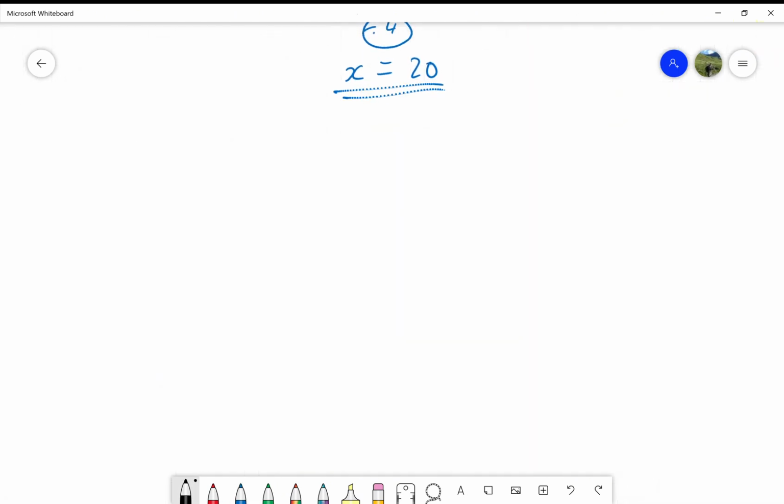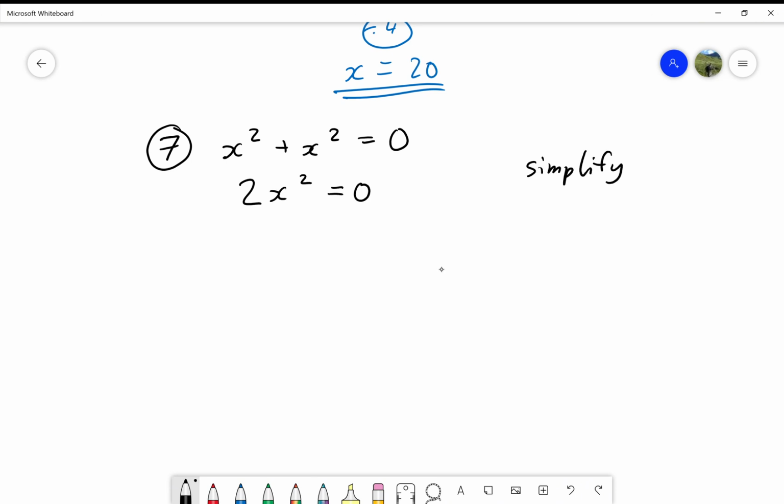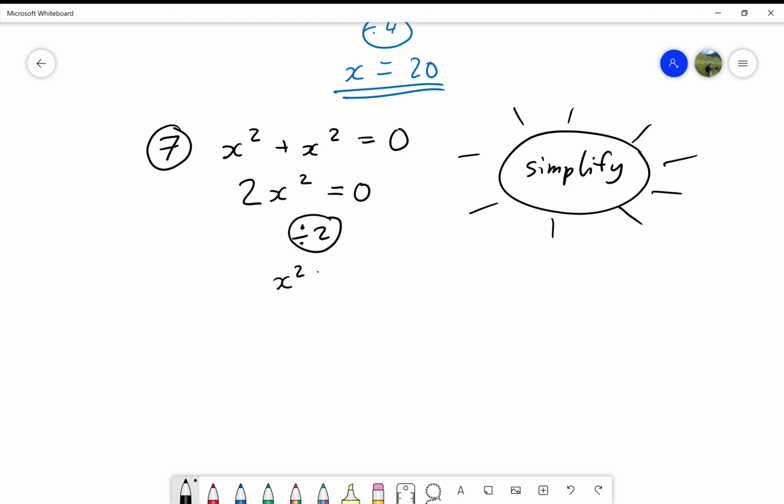Let's do the next question. Question 7. x squared plus x squared equals 0. Pause the video, have a go in your own time. Well, I could simplify that as 2x squared equals 0, because when we do maths, at every opportunity we try and simplify. An opportunity to simplify is an opportunity to make the question easier, and maybe an opportunity to instantly find a solution. In this case, I'm now going to divide both sides by 2, which means that the 2 just literally disappears, which now means that x equals 0.